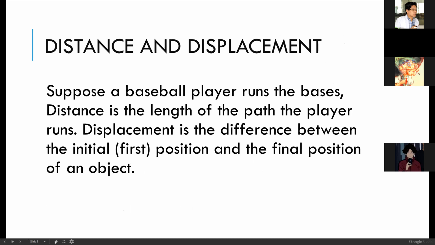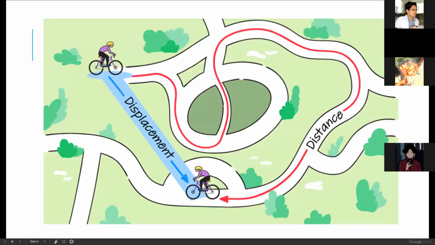Distance and displacement. What is the difference between these two? Displacement is the difference between the initial position and the final position of an object. So when you're talking about displacement, it is the initial position minus the final. The distance is the length traveled.